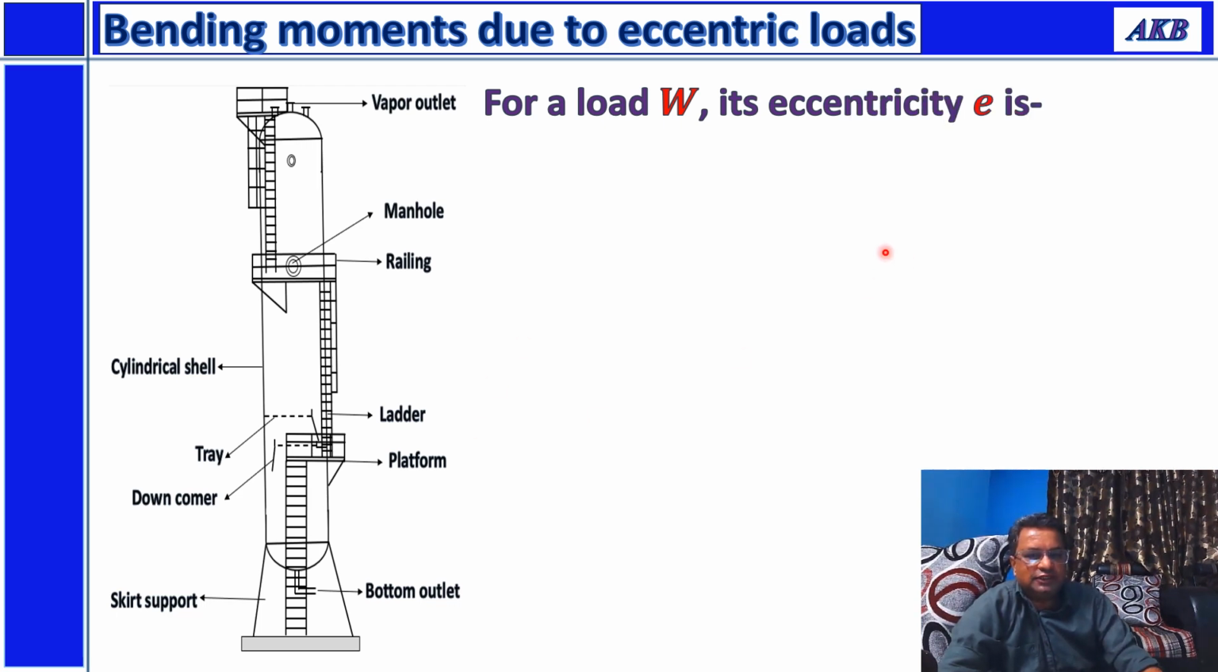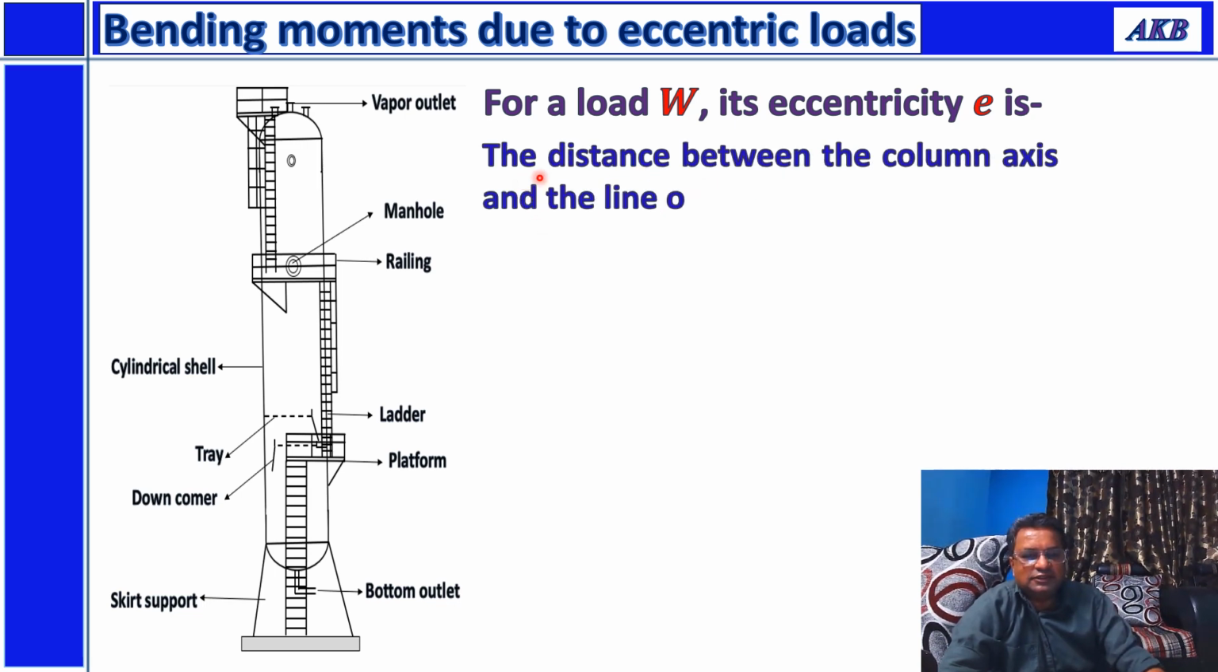Now let us know what is eccentricity. So if you have load W, then for this load its eccentricity you can define as the distance between the column axis and the line of action of that load W.